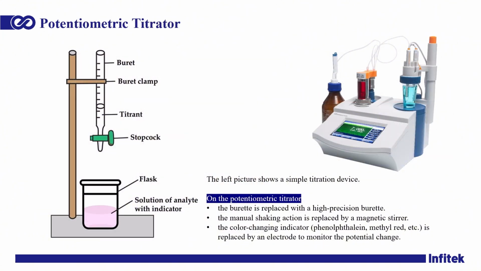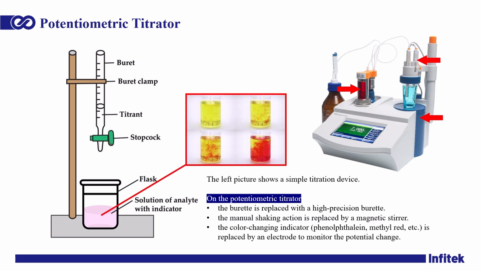The left picture is a simple titration device. On the potentiometric titrator, the burette is replaced with a high-precision burette. The manual shaking action is replaced by a magnetic stirrer. And the color-changing indicator, such as phenolphthalein, methyl red, is replaced by an electrode monitoring the potential change.